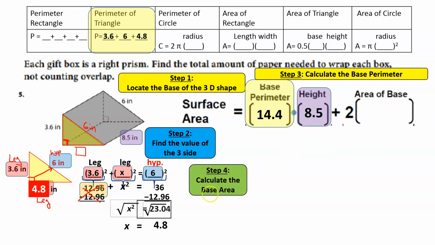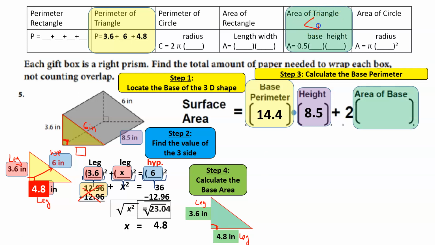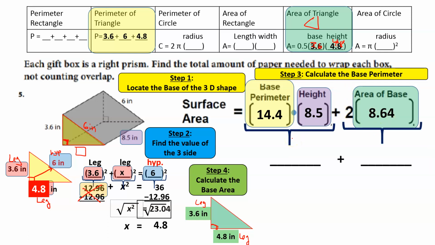So again, we're going to calculate the base area. So here we have this triangle. And we're going to essentially take our legs of our triangle, and we're going to use this area of our triangle formula. So 3.6 times 0.5 times 4.8. What would that be? About 8.64. Take a moment right now. Go ahead and work that out.